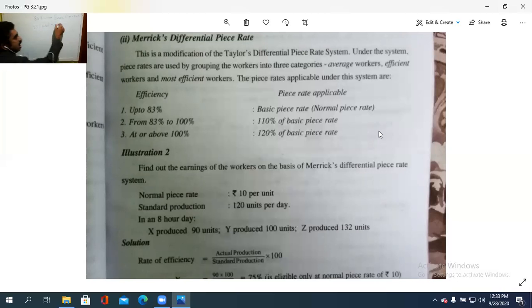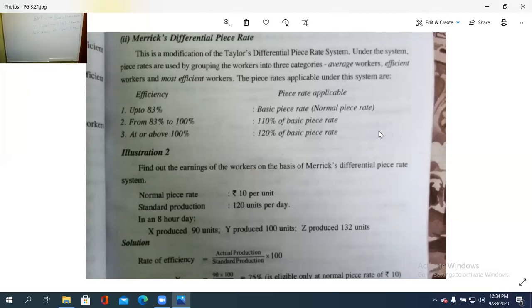110% of the basic rate, that is 83 to 100, that is 110% of the basic rate, and at or above 100%, that is 120% of the basic rate.